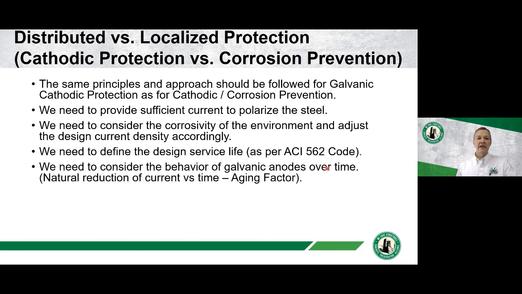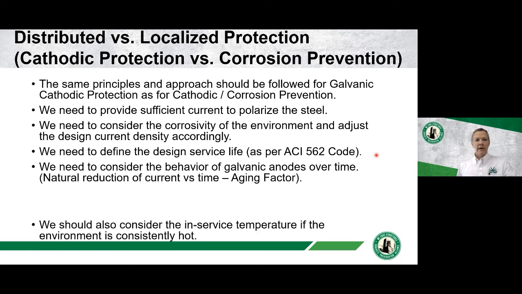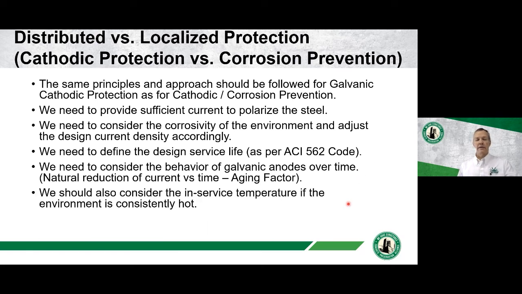And we need to consider the behavior of the anodes over time to make sure that we are meeting these requirements, the service life requirement and the need to polarize the steel over that time frame. If we're in a hot, very corrosive environment, we need to take that into account as well. And similar to the discrete anodes, it's not just a question of zinc mass. You definitely need the zinc mass to have the calculated current over the calculated time, but you need to make sure that that zinc mass is activated and is actually available and corroding when you need it.